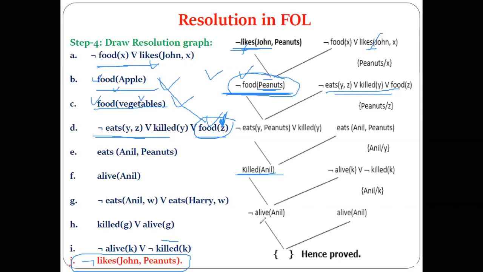We have somewhere, I told you, for example, now here. See here, negation of alive is there, correct? Now what we have to find in this part? Alive. Correct. Here also we have one alive. Now in this part, I told you to go for the variable. But here we are going for the Anil.